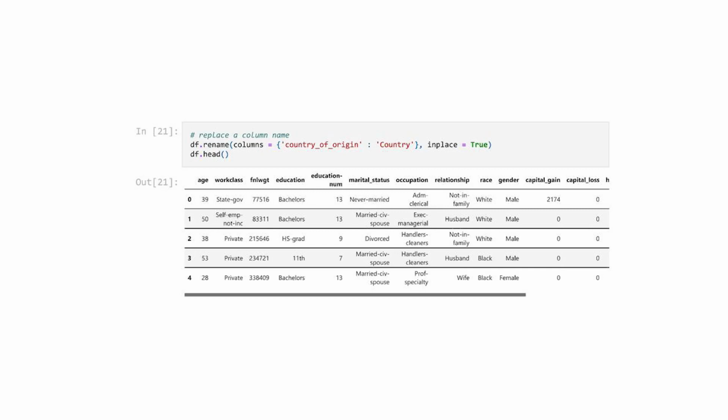Now if inplace equals True, the original data frame gets updated, which means that the new column name will be country in our data frame. However, if inplace is False, or if you do not specify inplace equals True, it returns a copy of the data frame and our original data frame does not get updated.